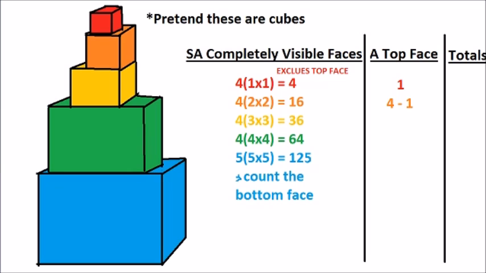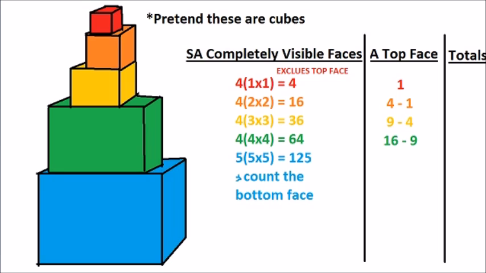Each face has an area of 9. And the previous cube's bottom face has an area of 4. So you have to subtract these two numbers, and you get 5. Now on to the fourth cube. For each face, the area is 4 by 4, or 16. And the area of the bottom face of the previous cube is 9. So you have to subtract these two numbers to get 7.